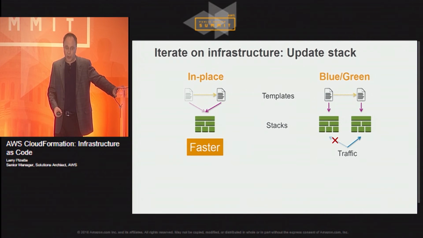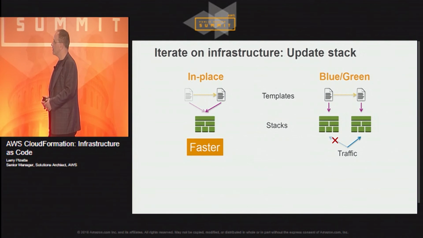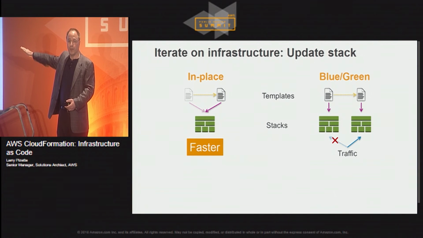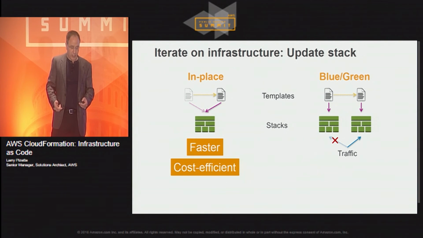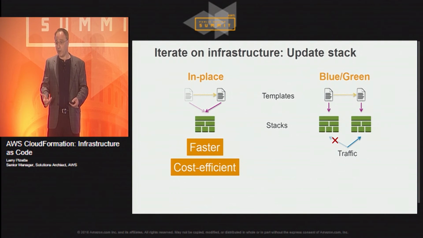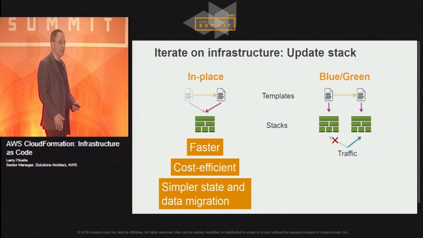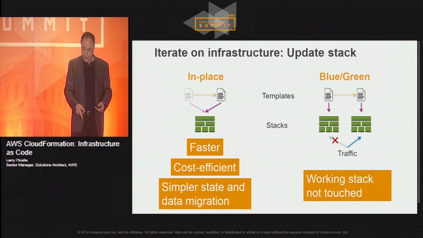So when you now have it in production, you have a whole stack running, and you want to do an update, you have some choices. You can do an update in place, or as I mentioned before, you can do a blue-green deployment. If you do an update in place, it can be faster, and it can be more cost efficient because you only have one copy of all of your infrastructure and resources. And it could be simpler because if you're not taking up and down EC2 instances or creating new auto-scaling groups, it could just be a lot simpler. On the other hand, with the blue-green, you're not touching a working stack.